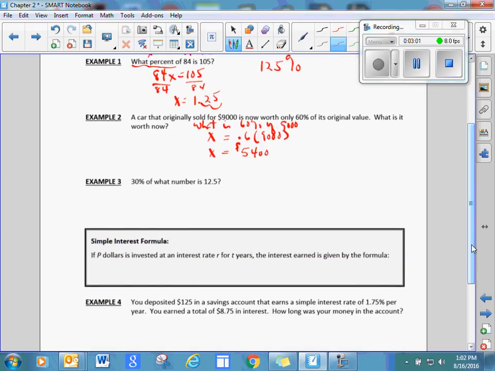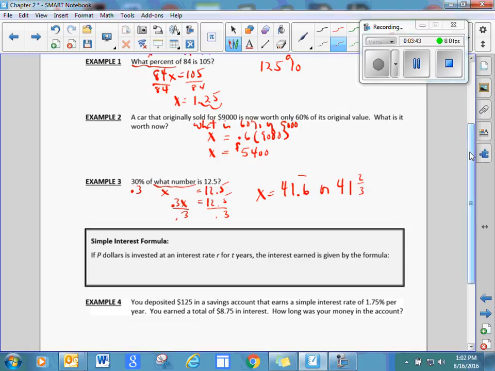5,400 is quite a bit less than 9,000, so that probably is a pretty good estimate of our answer. The last one, again, we're just going to take these English words, we're going to turn them into math related numbers and operations. 30%, 0.3. Of means multiply. What number is your x? Is means equals 12.5. So 0.3x equals 12.5. Divide both sides by 0.3. You can hop on a calculator and do that. And you get x is equal to 41.6 repeating. Or that's 41 and 2/3, because 0.6 repeating is the same thing as the fraction 2/3.